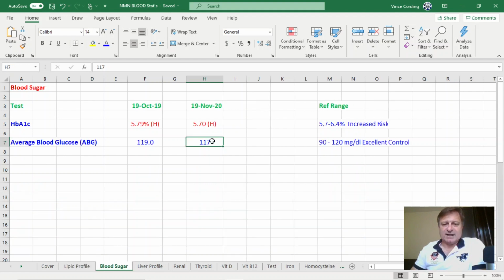Blood sugar was high, is still high again, although it has dropped. It's exactly on the border of increased risk, so 5.7, and it is 5.7. That said, my average blood glucose level should be between 90 and 120 for excellent control, and mine's 117. So not too worried about blood sugar.